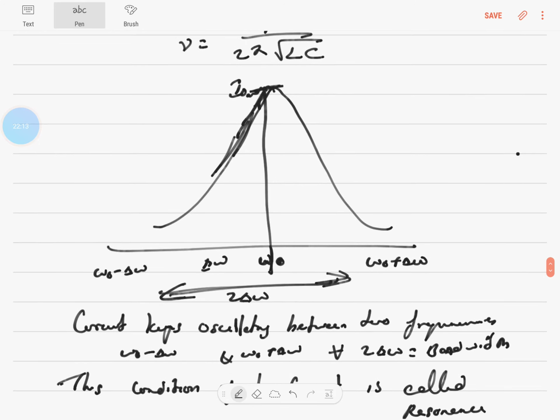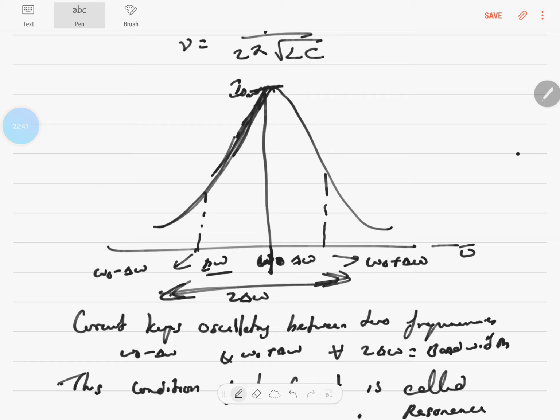This is the current versus frequency graph, the omega graph, where you see that the current keeps oscillating between two frequencies, omega naught minus delta omega and omega naught plus delta omega. The gap is delta omega on each side, and the width becomes 2 delta omega.